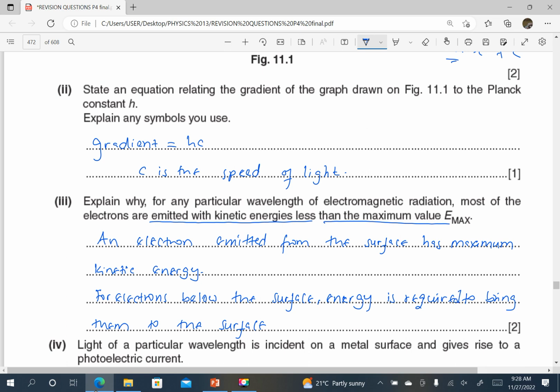So let us say a photon has a certain amount of energy, let's say 2 times 10 power negative 10 joules. If this photon is absorbed by an electron on the surface, it means almost all this energy becomes kinetic. But if this photon interacts with an electron below the surface, part of this is to bring the electron to the surface. So what remains becomes smaller. So that electron will now have smaller kinetic energy.